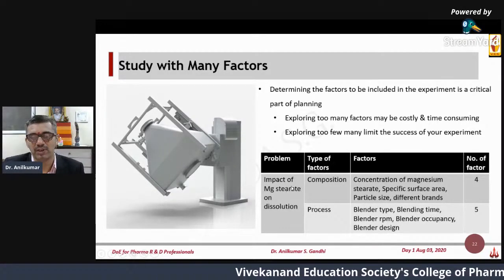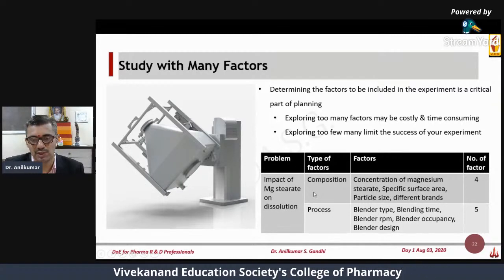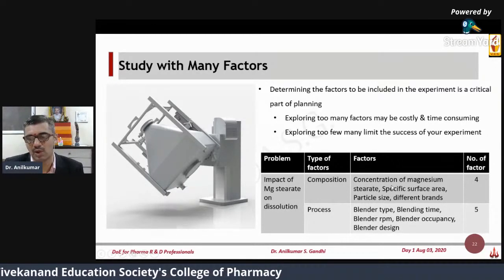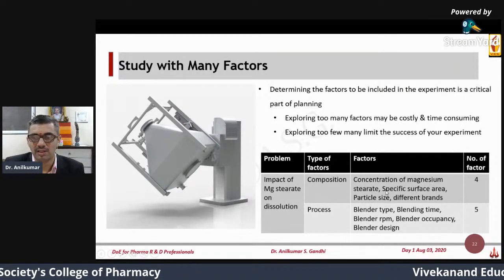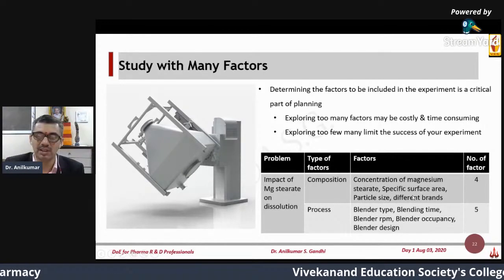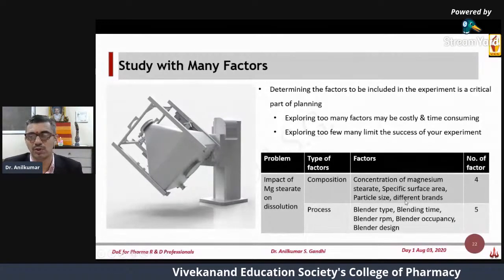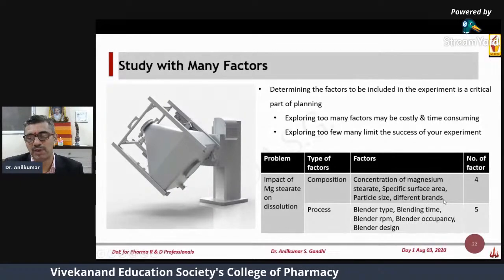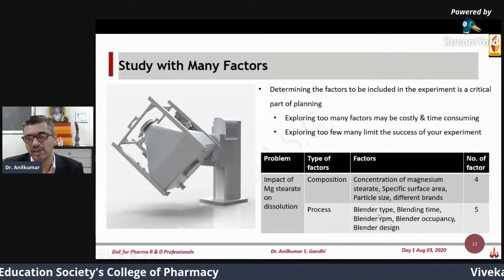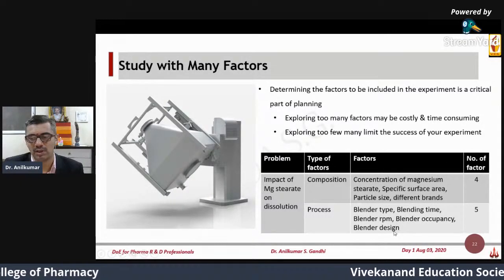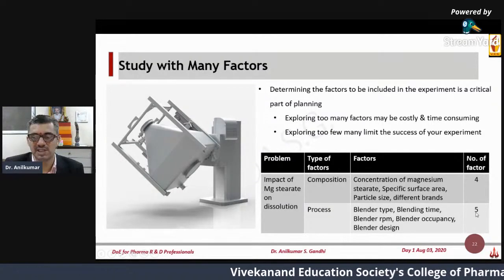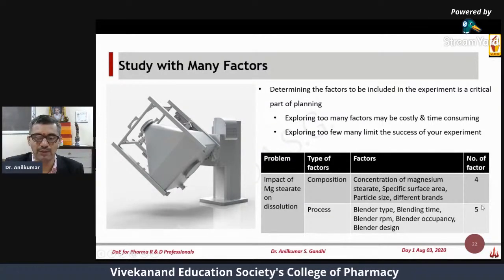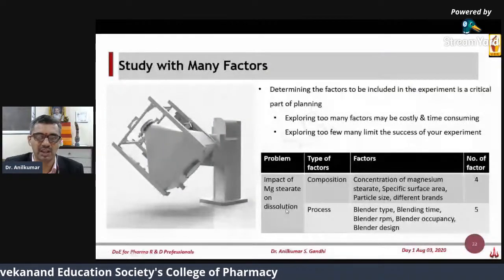Okay, impact of mixed stearate on dissolution. Now from composition, I can say concentration of mixed stearate, the specific surface area, and particle size of mixed stearate itself can also impact, and there are different brands. Then process-wise, blender type, blending time, and so on. So there are 4 factors here, 5 factors here, totally 9 factors that can affect the impact.